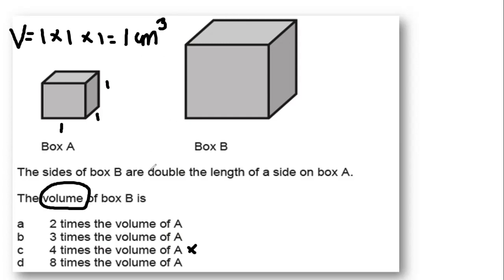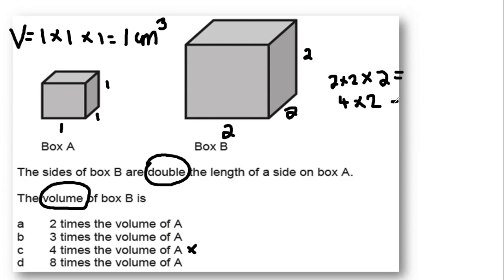Then no, so what? The length is what? Double. So it's going to be 2 times 2 times 2. What's 2 times 2 times 2? 16. No, you know. 8. What's 2 2s? 4. 4 2s is what? 8. All right.